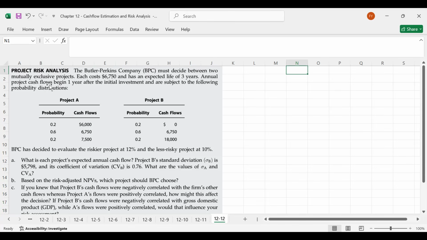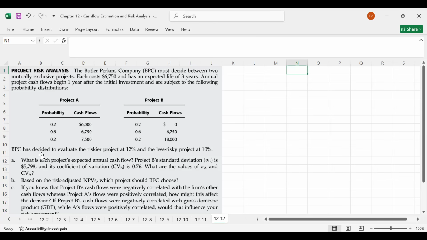Annual project cash flows begin at year one after the initial investment, which is $6,750, and are subject to the following probability distributions. So we have project A, and you can see here we have different probabilities and then cash flows, and similarly we have B, and its probabilities and cash flows are there.